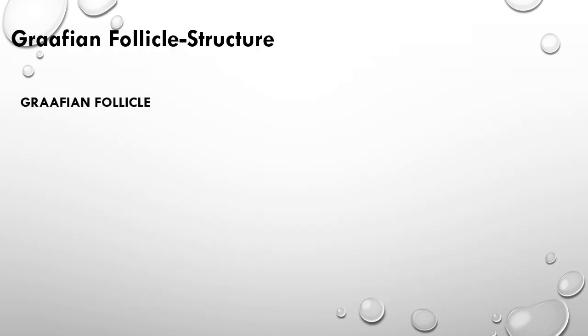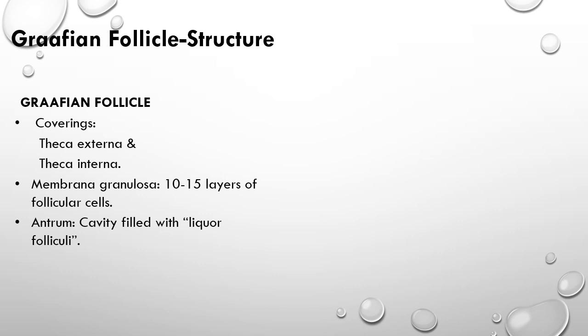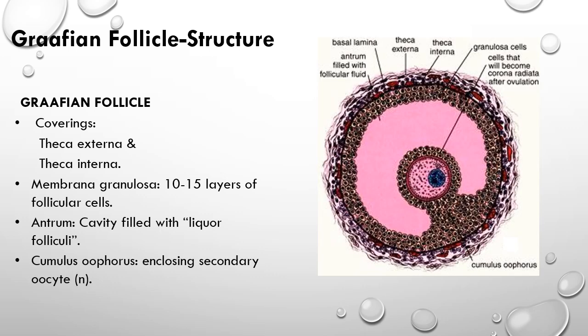Let us have a look at the Graafian follicle. As I have told you, the Graafian follicle is the most important structure present inside the ovary. The development and maturation of the ovum takes place in the Graafian follicle of the ovary. It is the most important structure in the ovary, and it is also called by another name, that is tertiary follicle. So remember, the Graafian follicle is also called the tertiary follicle.